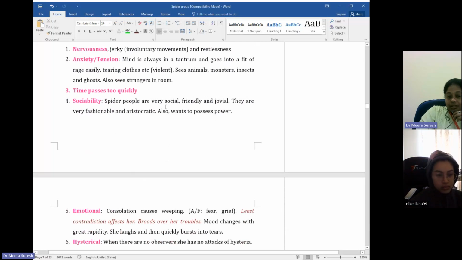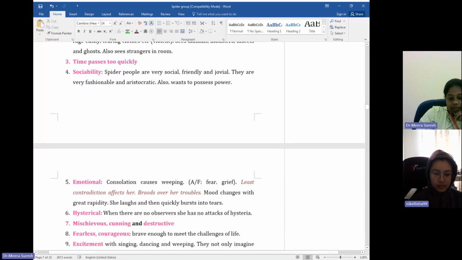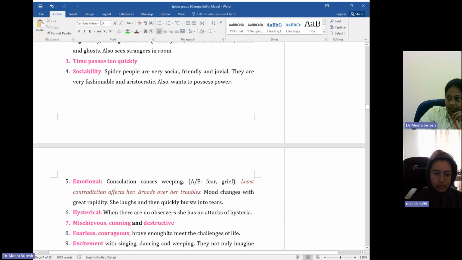And here also, they are social, friendly, jovial, and the main intention is to get power, so like a politician nature. So they will be feigning most of it. It's not that they are a true friend or truly social. We see that somewhere I have mentioned, they are actually very cunning, mischievous persons.